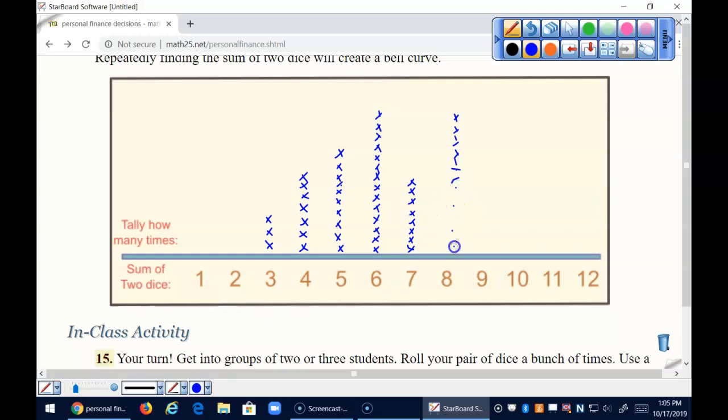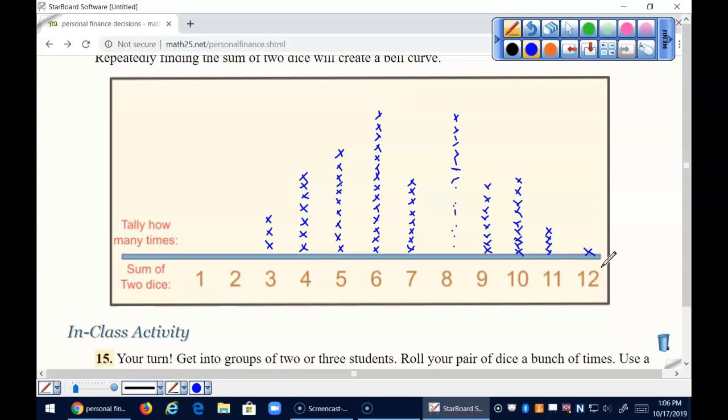I'm being sloppy here. 9s. How many 9s? 2, 7, 8. So that's the same as that one. 10s. 1, 2, 3, 4, 5, 6, 7, 8, 9. So that one's a little higher. 11s. 1, 2, 3, 4. And 12s. 2. Okay.